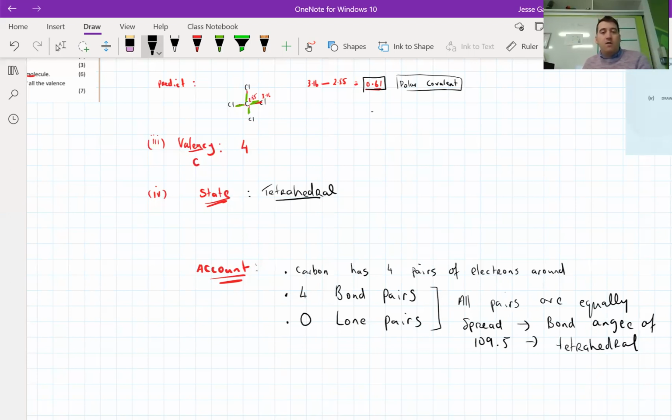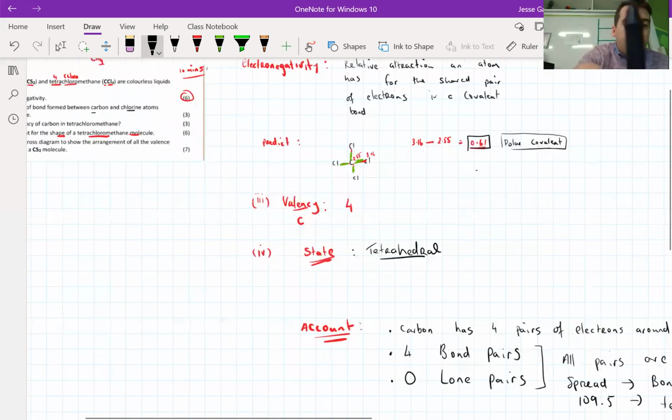Okay, so account for it: carbon has 4 pairs of electrons around it, and all 4 are bond pairs. There's no lone pairs. If it had a lone pair, then that would change the shape. But it doesn't. It has 4 bond pairs. They're all spread equally out, which gives it a bond angle of 109.5, makes it tetrahedral. Next bit.